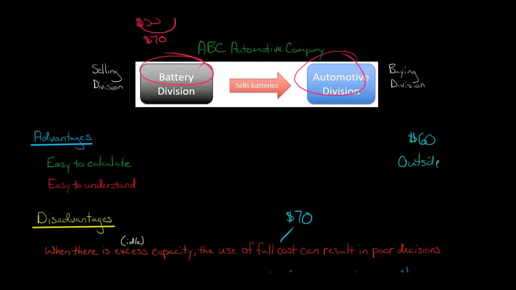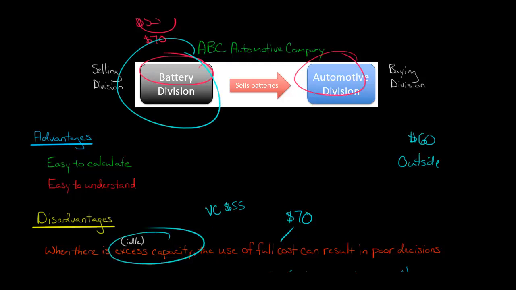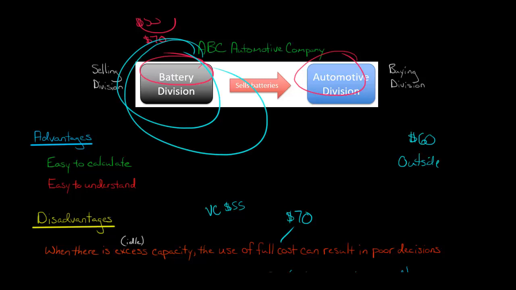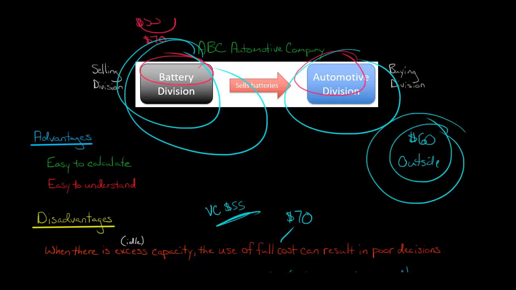Because if the variable cost per battery was $55, it really only cost the battery division $55 to make the battery, and they have extra batteries, there's excess capacity. So really the price could go as low as $55, and this division is no worse off and the whole company is better off. Wouldn't it be better if the automotive division is getting it for $55 instead of $60? We're actually paying more to go outside the firm when we have excess capacity. This division would not be harmed.